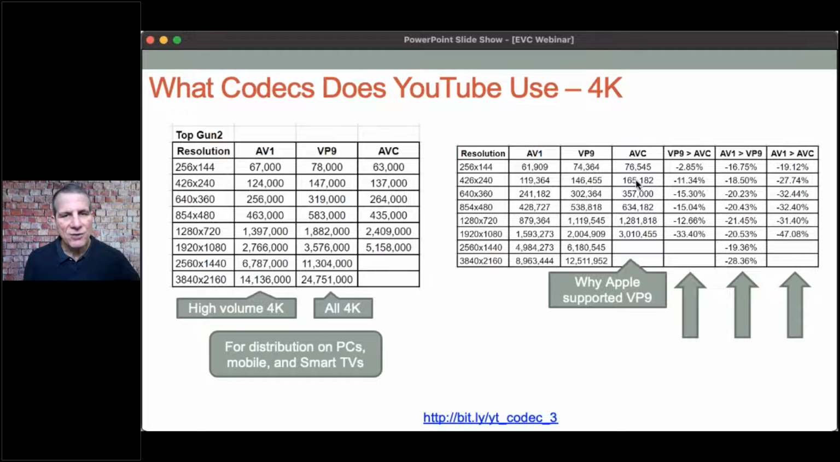And on the right, we see that the AV1 stops at 1080p. That's why Apple decided to support VP9, because they wanted to get 4K videos from YouTube. And then here are the savings that we see.